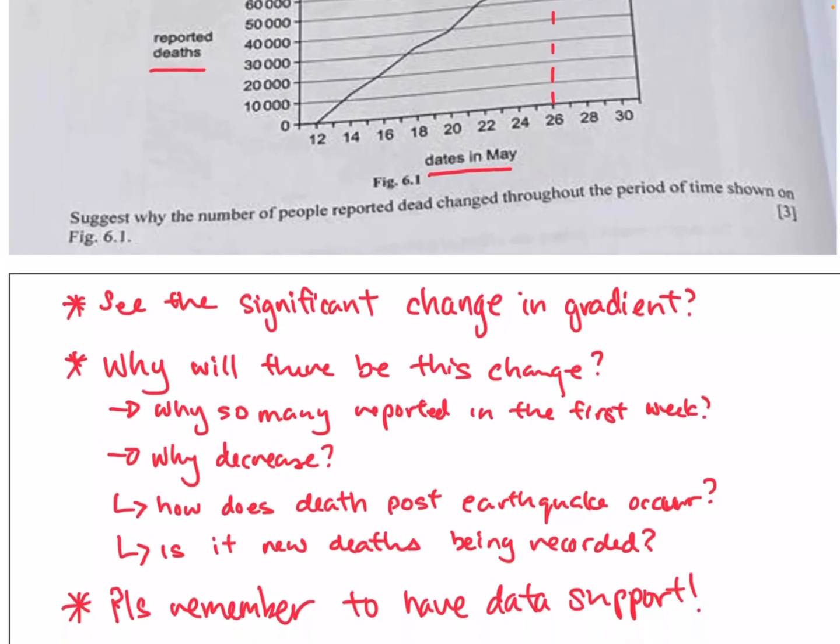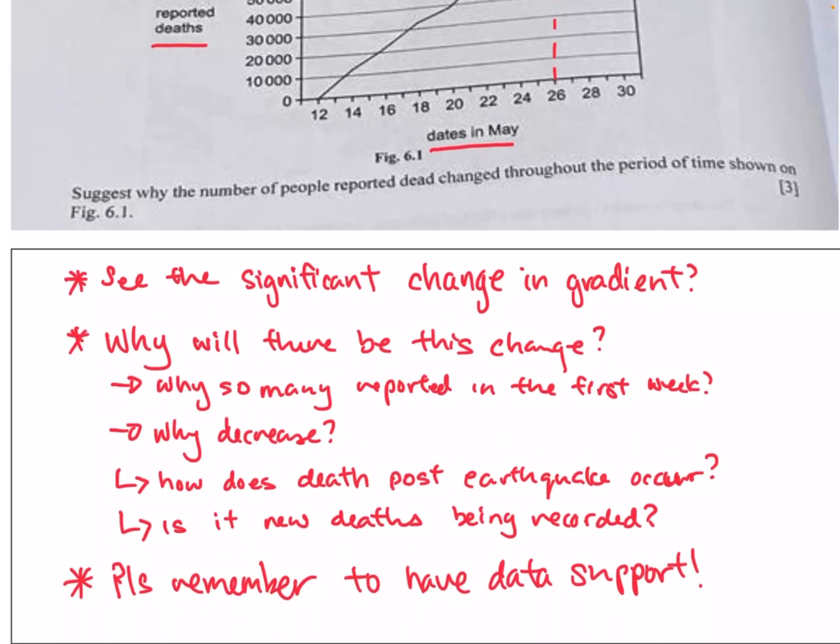Okay, so why do you believe that there will be a change in this number then, right? So you look at it within the first week itself. Why is it that you have so high a rate, right? Then why would it decrease after the first week? Bear in mind, this is an earthquake. So how do people die in an earthquake? Okay, how does death post-earthquake occur?